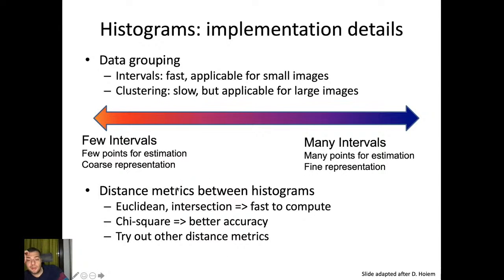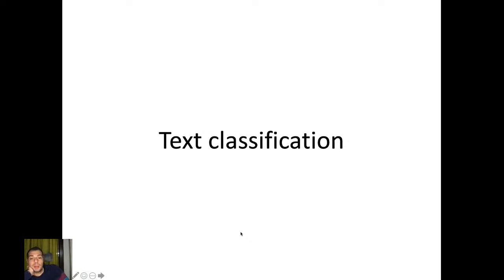And regarding the distance metrics, the Euclidean distance and the histogram intersection distance are faster to compute, while chi-square obtains better accuracy, and these are the most popular ones used in literature. You can also, of course, try out other distance metrics.